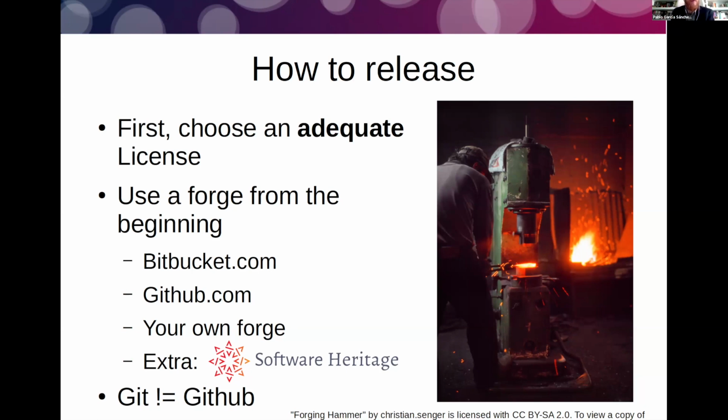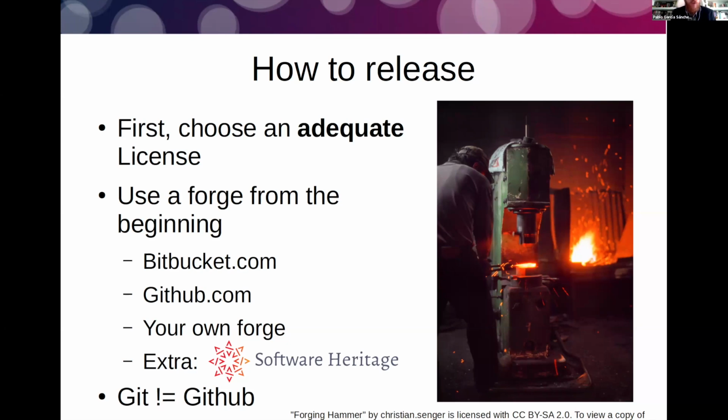I can choose. But the thing is, when you want to release, you need to use a forge. A forge is a web page where you upload your source code, and it's available to everybody. The most famous one is github.com. Almost all computer science people use github.com to share their programs, the source, the data sets, because it's very easy to use and it becomes the Facebook of programmers.